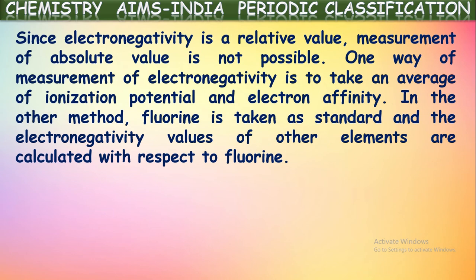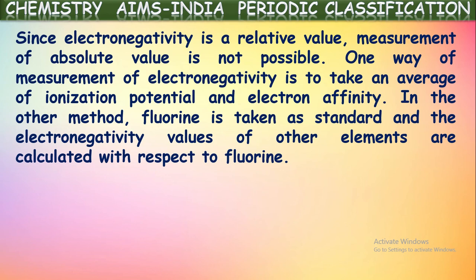Now, since electronegativity is a relative value, how do we measure it? We are going to see here. As electronegativity is a relative value, the definition says it is the tendency of an atom to pull the electron pair towards it. It is just a behavior, so it is not an energy, and the measurement of an absolute value is not possible.